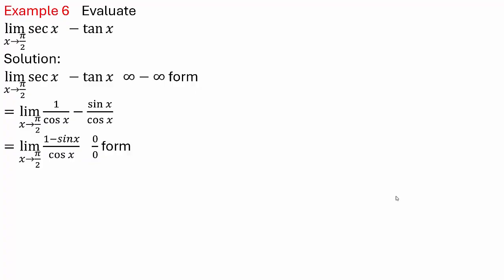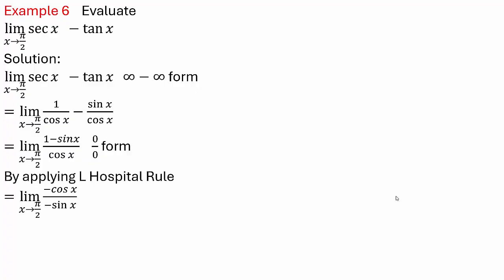This is a 0 by 0 form. And hence, applying L'Hospital rule, limit x tends to pi by 2 of derivative of 1 minus sin x, which is minus cos x, and derivative of cos x is minus sin x, which is cos pi by 2 divided by sin pi by 2. It is 0.